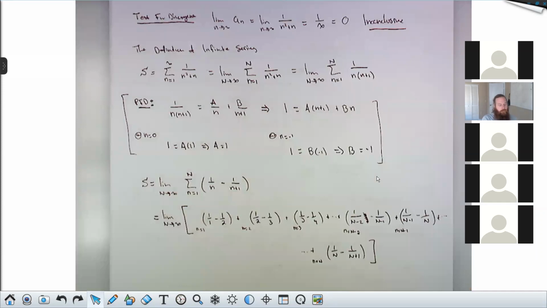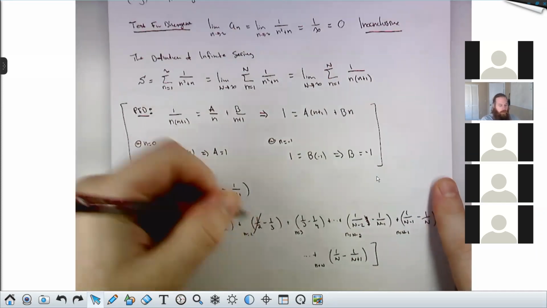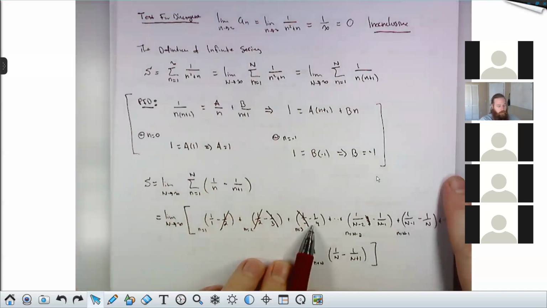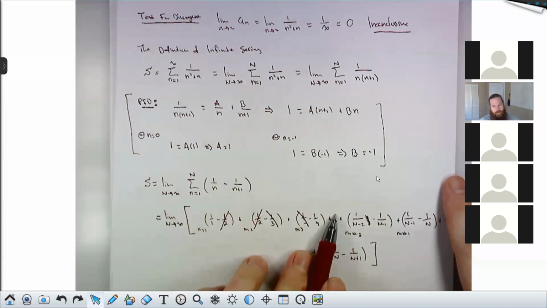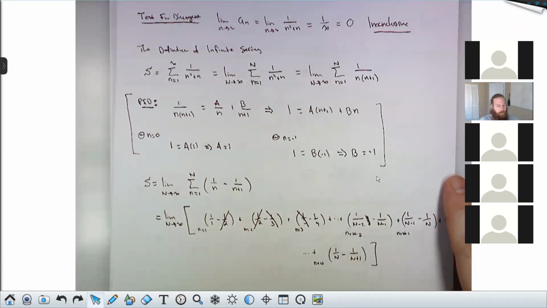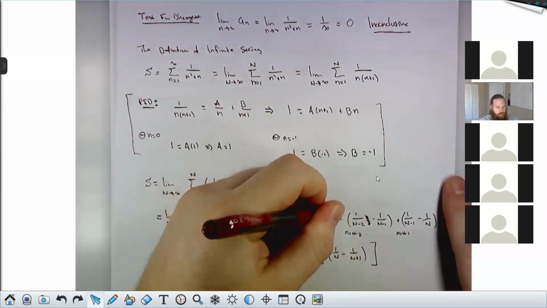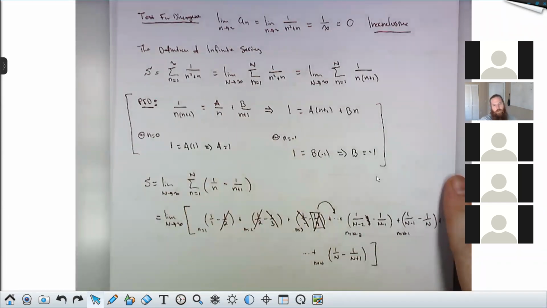Now you look for cancellation. This guy cancels with this guy. This guy cancels with this guy. This 1/4 would cancel with the first term inside these dot, dot, dots. What's the pattern? The cancellation pattern is that the negative piece of a given term cancels with the positive piece of the next term. The negative 1/3 in the n equals 2 term cancels with the positive 1/3 in the n equals 3 term. So the negative 1/4 in the n equals 3 term would cancel with the positive 1/4 in the n equals 4 term.